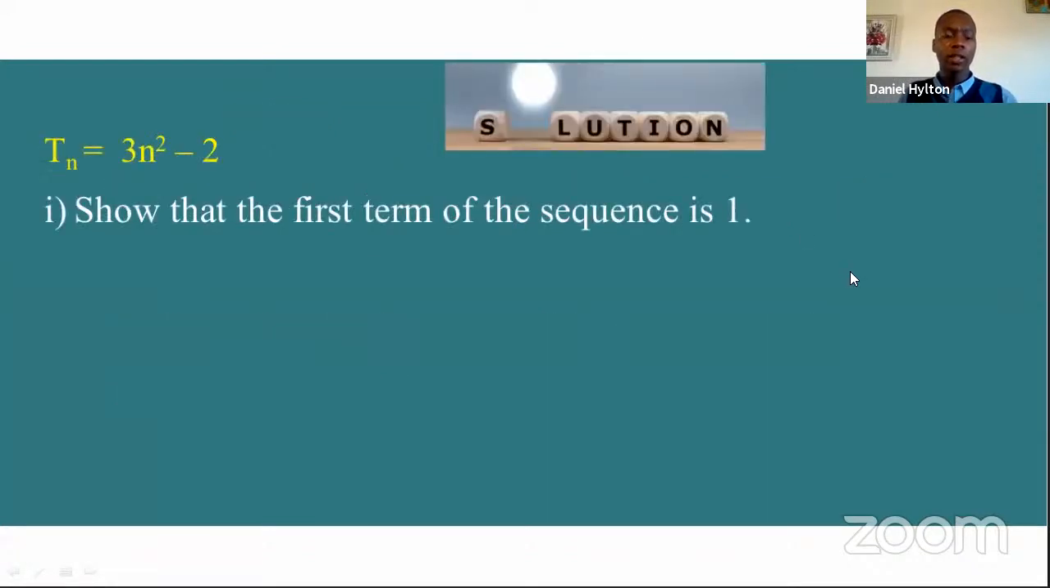So we're given our expression for the nth term, which is 3n squared minus 2, and we are asked to show that the first term is 1. So what we're going to do is substitute n for 1 and simplify. So substituting n for 1, that's just 3 times 1 squared minus 2, which is just 3 minus 2, which is 1. So indeed, our first term of this sequence is 1.